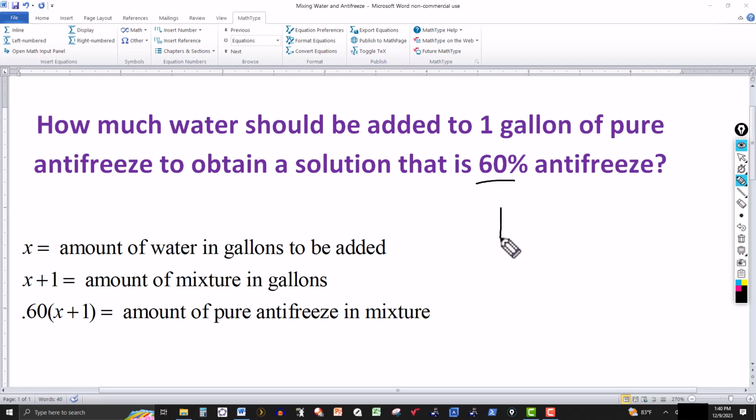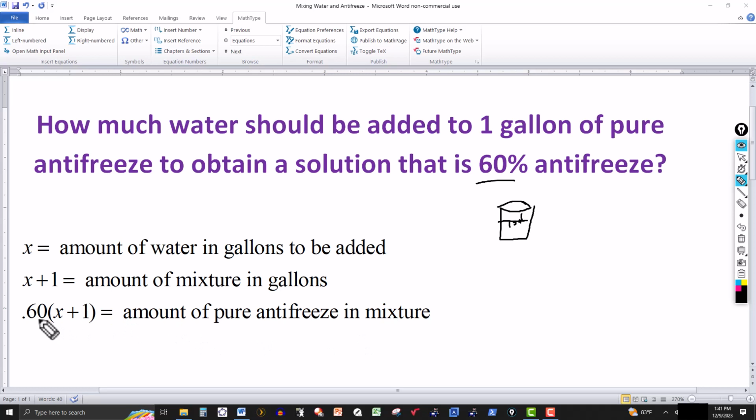So picture a container here, and it's got 1 gallon of antifreeze. So in other words, 100%, because it's pure antifreeze. But we want to water it down. x will be the amount that we'll add to that. So we add x amount of water to this particular gallon. Say the gallon goes to this point right here. And then we add the water. So 60% of that I want it to be antifreeze.